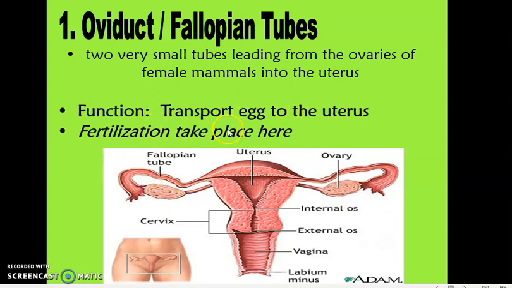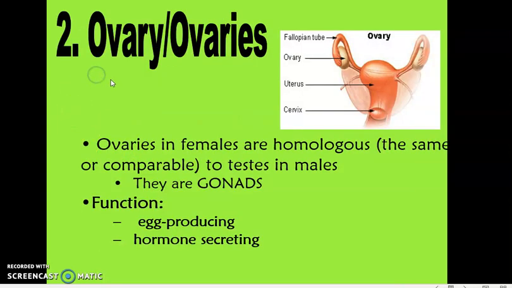Okay, now we want to get the eggs to the uterus. All right, so it can travel from the ovary to the uterus through the fallopian tube, also called the oviduct. That's also where fertilization takes place. So the sperm would be deposited here in the vagina, have to go through the uterus, down the fallopian tube to find the egg. Ovaries in females are homologous, the same as or comparable to testes in the male. They're the gonads, they produce eggs, they secrete hormones, okay?